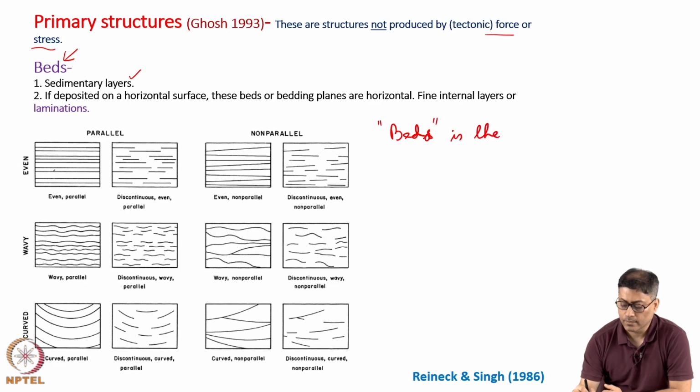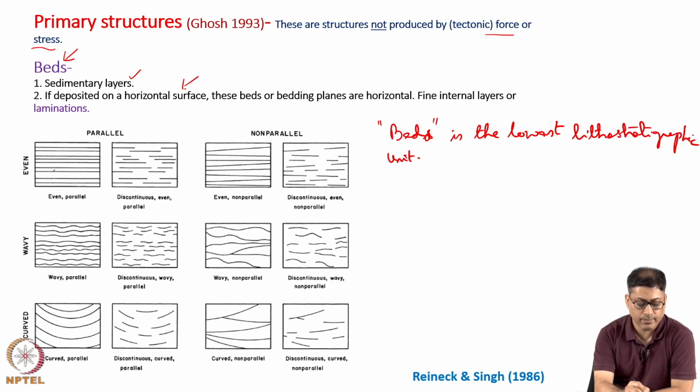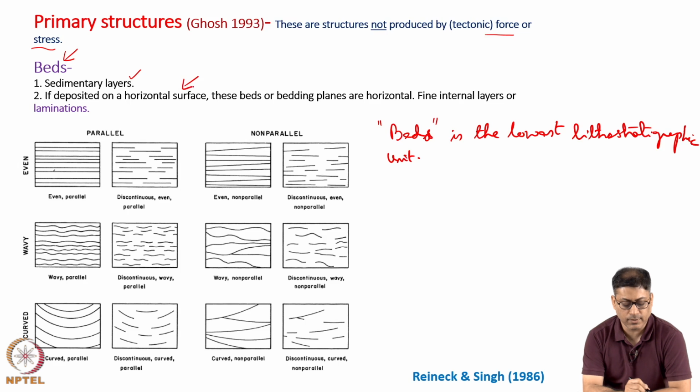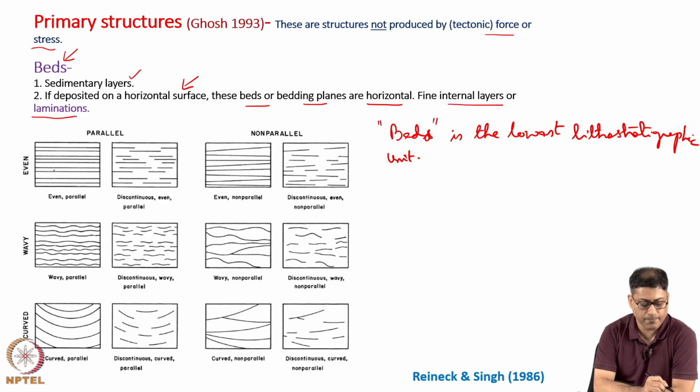We will see subsequently when we study lithostratigraphy that bed is the lowest lithostratigraphic unit. And how is it produced? If the clastic sediments are deposited on a horizontal surface, then the beds or the bedding planes are horizontal and mutually parallel. Now, if they are very closely spaced, then we call the internal layers laminations.